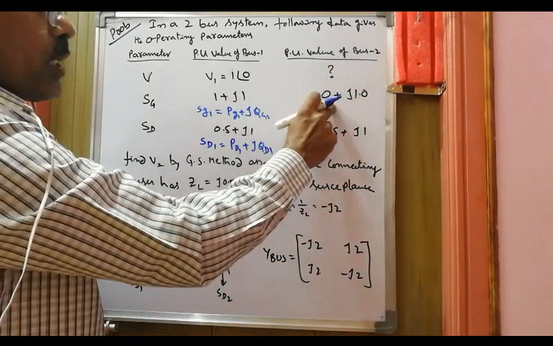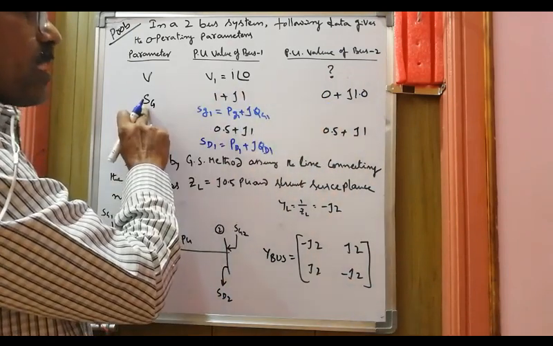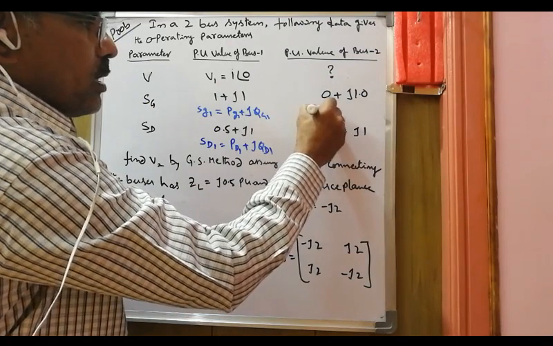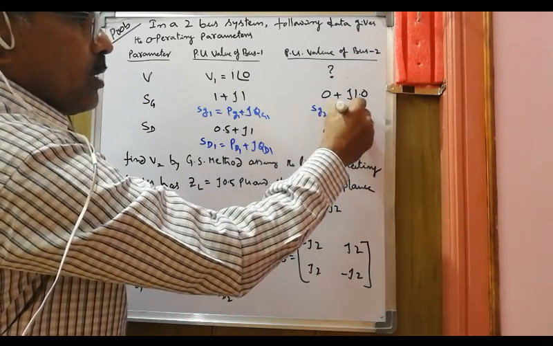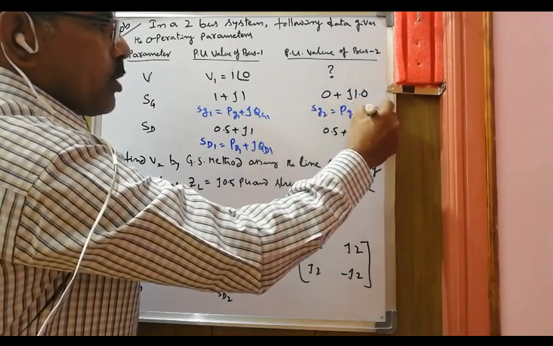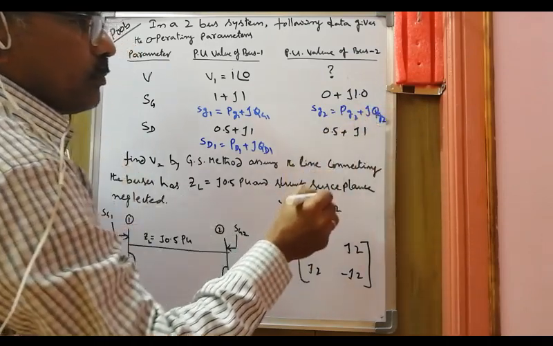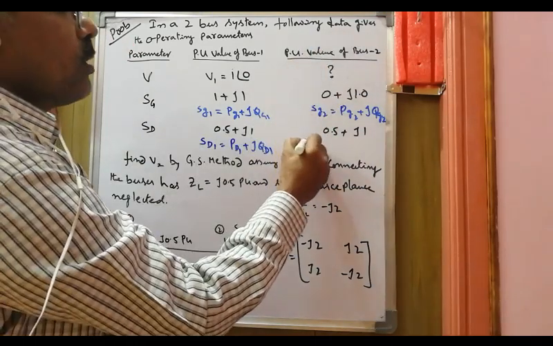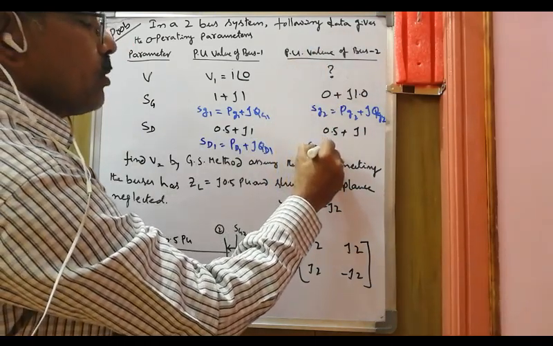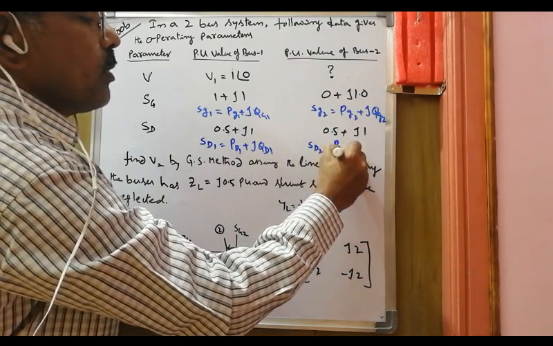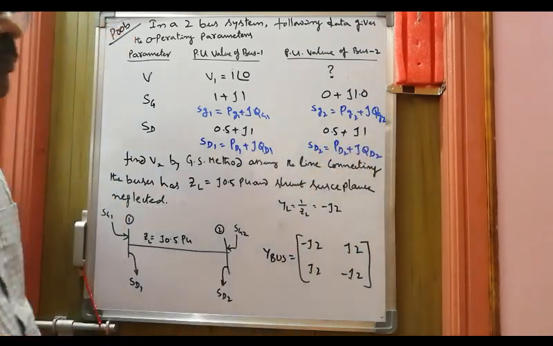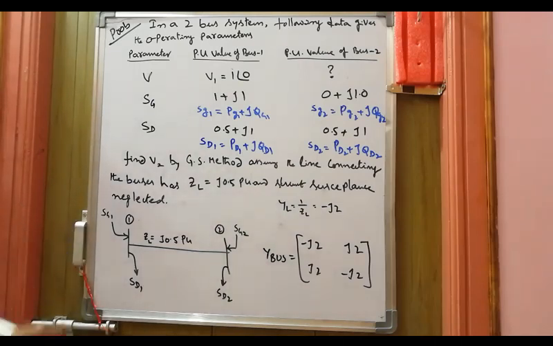Likewise at bus 2, what is this? This is SG at bus 2. So SG2 is PG2 plus JQG2. Okay, and this is SD of bus 2. So SD2 is PD2 plus JQD2. Okay, these are the values you should properly take.